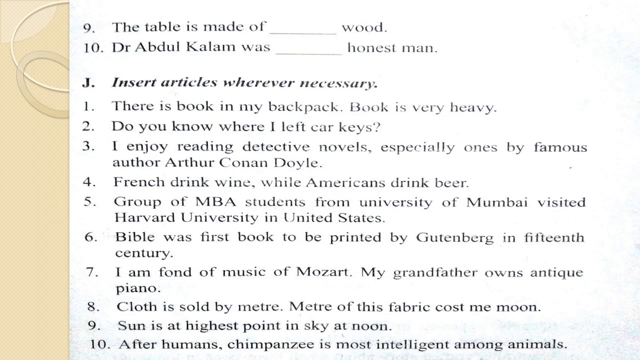honest man. Next, number J, insert articles wherever necessary. First one, there is book in my backpack. Book is very heavy, so you can clearly see that there is an article missing here. There is a book in my backpack, so we are not very definite, so we can use indefinite article a, not an. And here you are talking about the same book, so that is why the book is very heavy.